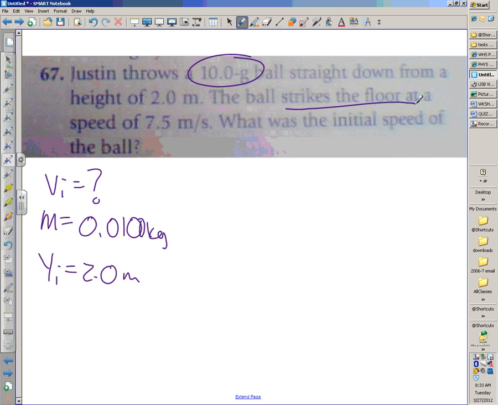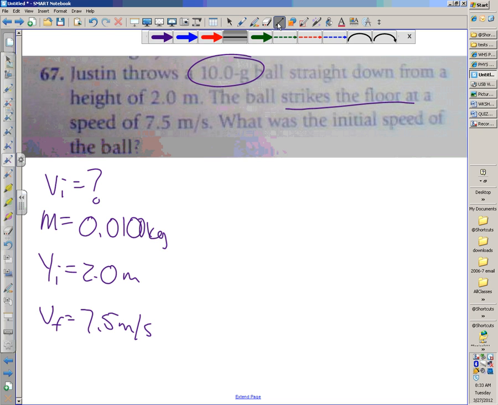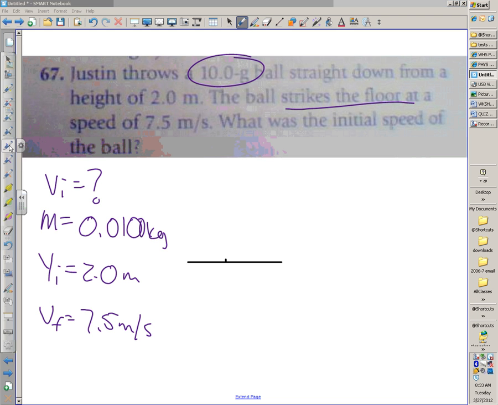All right, what else? Okay, we know the final velocity, 7.5 meters per second. But what are we looking for? We already decided we were looking for the initial. All right, we good there? So, quick picture, right? Ground level, ground, ball.